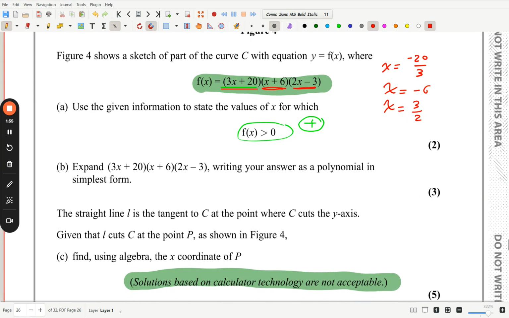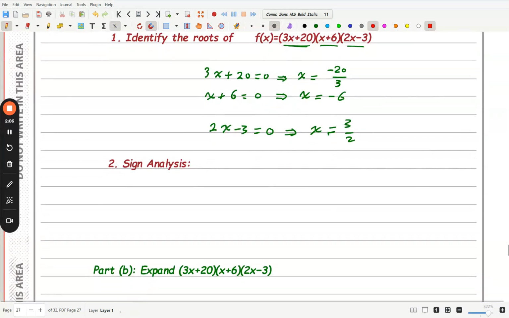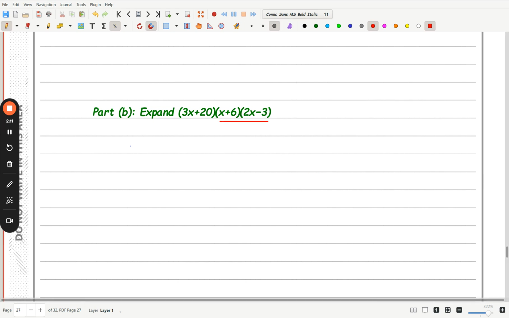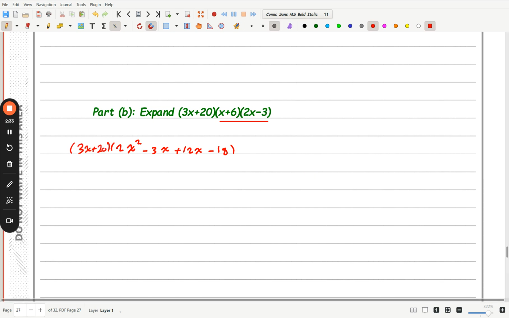Now, for part B, expand these linear factors, writing your answer as a polynomial in simplest form. Okay, so expanding here, we will multiply these two factors. So x times 2x is 2x to the power of 2, minus 3x plus 12x minus 18. All of this multiplied by the factor 3x plus 20.